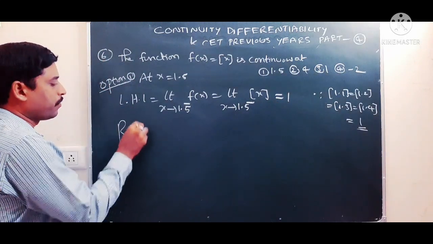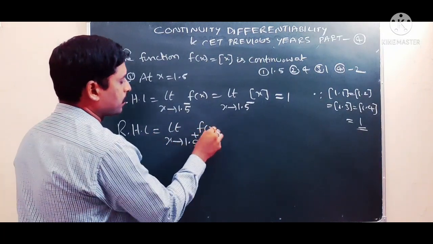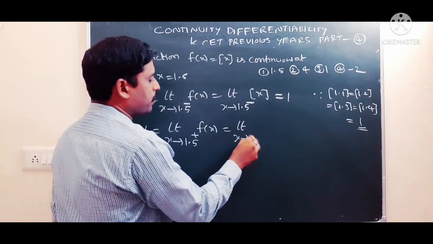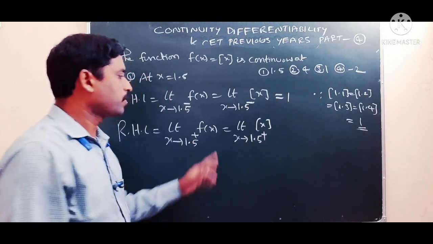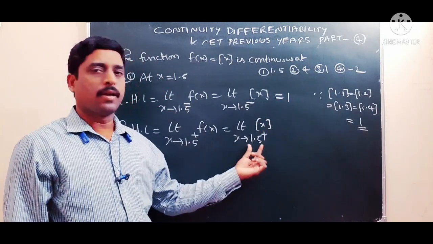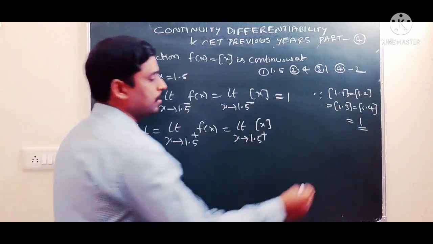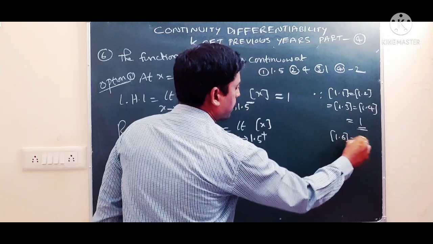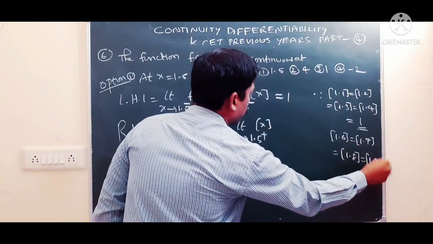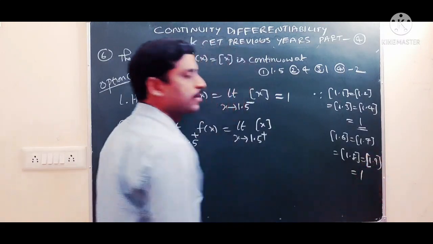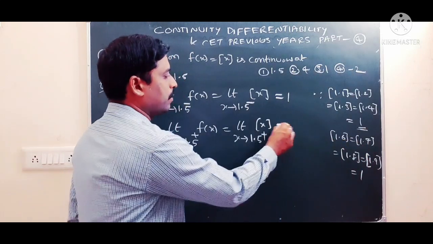Now we have to find the right hand limit. Limit x tends to 1.5 plus f of x. So limit x tends to 1.5 plus, the integral part of x value. So greater than 1.5, between 1.5 to 2. So 1.6, 1.7, 1.8, 1.9, these all values are equal to 1. In these all values, the integer value is 1. So this will be 1.